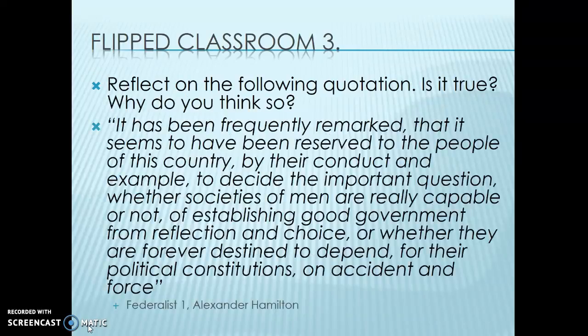And then the last thing that I'd like for you to do is to reflect on this quotation. Is it true? Why? So this is from Alexander Hamilton in Federalist Essay number 1. It says, "It has been frequently remarked that it seems to have been reserved to the people of this country by their conduct and example to decide the important question whether societies of men are really capable or not of establishing a good government from reflection and choice, or whether they are forever destined to depend on their political constitutions on accident and on force."